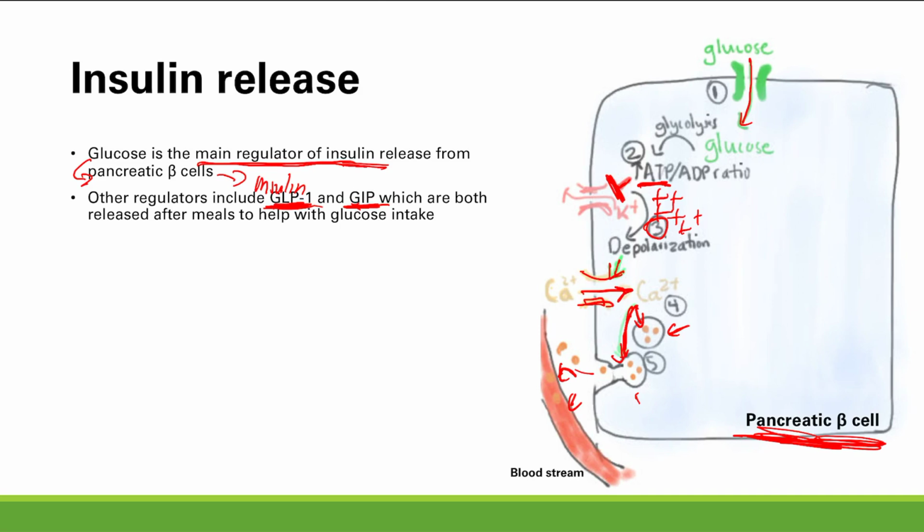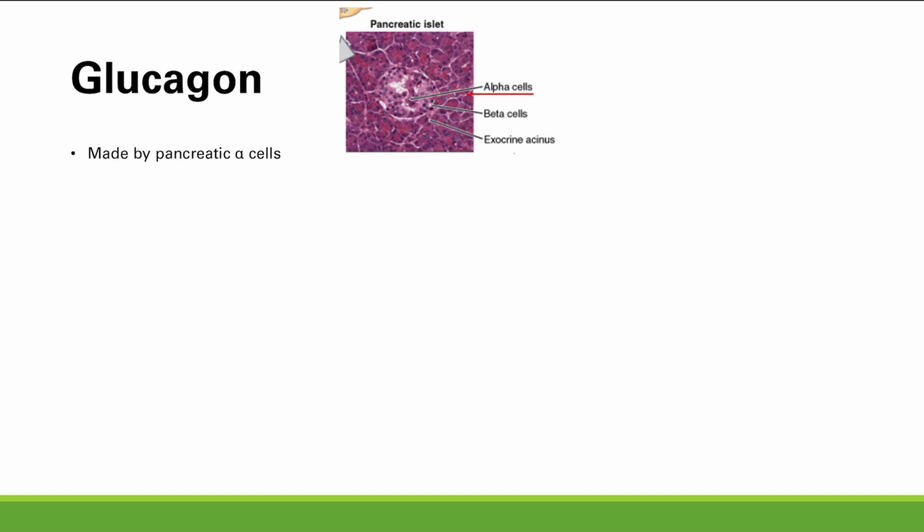So we have now covered how insulin is made, we have covered how insulin is released, and we have covered what will happen once insulin gets to different cells. Remember that insulin, what was the main function? It was to lower blood sugar and promote growth. So that makes lipids, makes proteins, makes glycogen. Finally, let's go to glucagon. We said that glucagon was the opposite of insulin, and it is made by the pancreatic alpha cells.